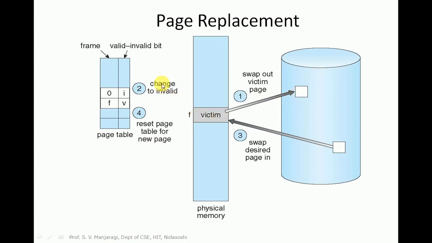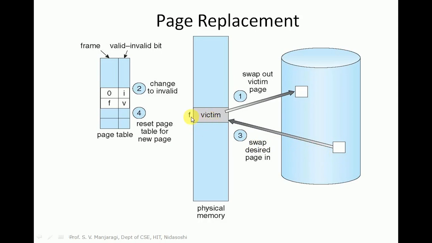Next, we have to change the entry in the page table here. For F, actually it was valid, it was there in the memory, but we have to set it as invalid here because that particular frame or page has been moved to the disk here, and the desired page which is required to be brought to the physical memory will be swapped in to the physical memory.